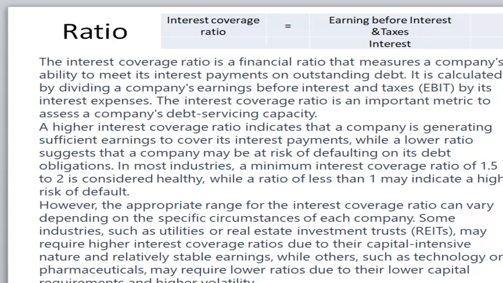Earning before interest: what is the interest coverage ratio? Suppose a company is doing business, so it will have taken some debt, and it is paying interest. If this ratio of earnings to interest is 1, it indicates they are earning only enough to pay the interest. If it is 1.5 to 2, it's the minimum. If it is higher, then it is good.